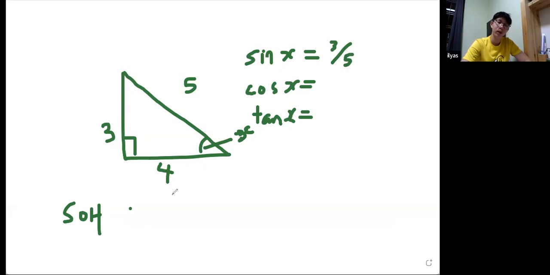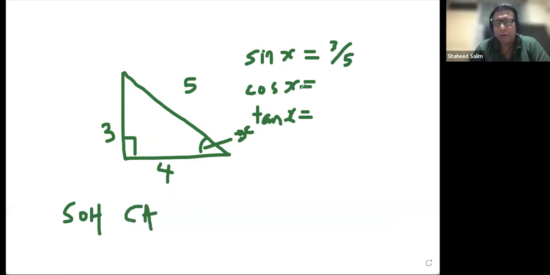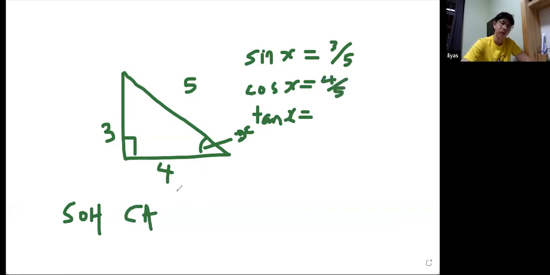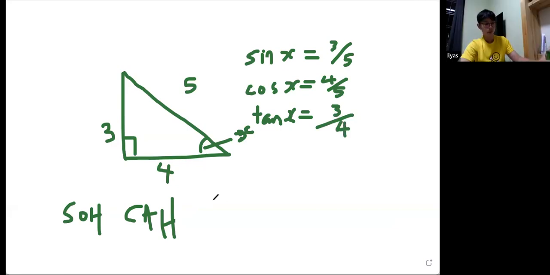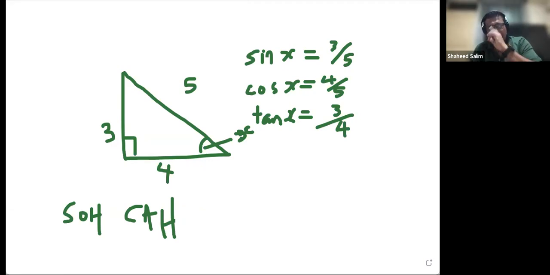Cosine is 4/5. Okay, good. And tangent x? Tangent is 3/4. Okay, good. So what do you call this topic? Do you know? Trigonometry. Okay, well done. So there's two parts to trigo.